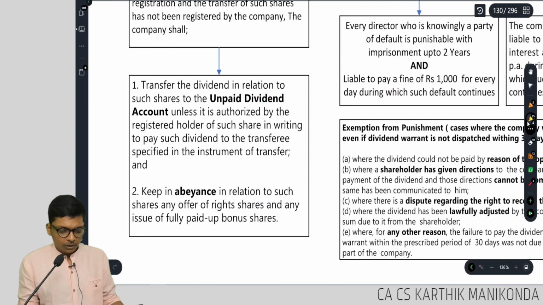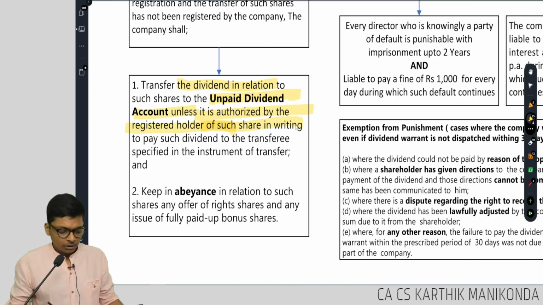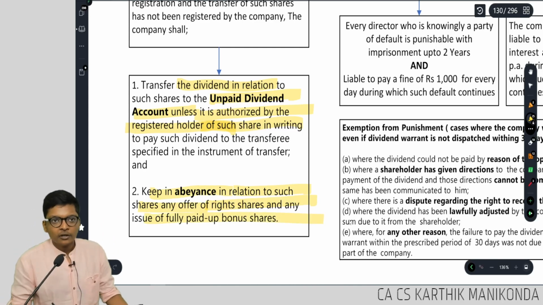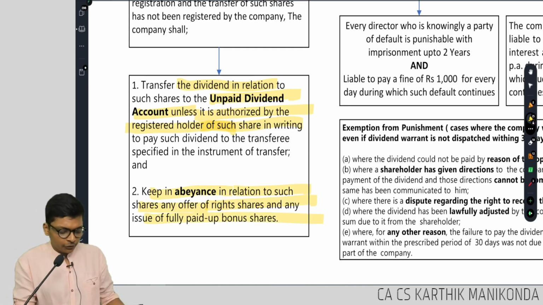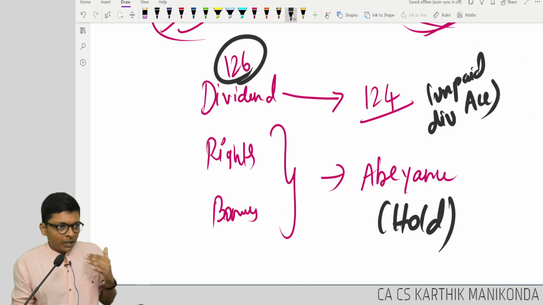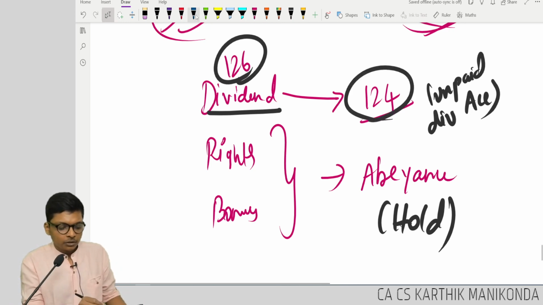Look at this. Dividend will be transferred to unpaid dividend account unless it is authorized by the registered holder. Unless Mukesh Ambani or Anil Ambani tells pay to the other person. Keep in abeyance in relation to such shares any right shares or issue of fully paid up bonus shares. Are you following, guys? Which section is this? Loudly. 126. 126 says dividend, if there is any dispute in ownership or transfer of shares, will be kept in unpaid dividend account. What section again, guys? 126. Now take the reverse. 126 opposite is what?